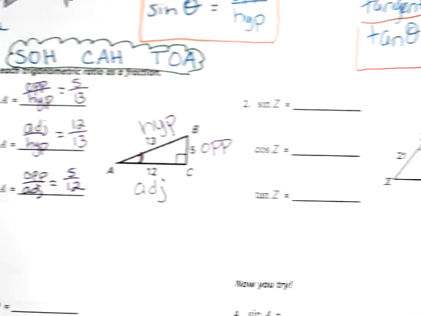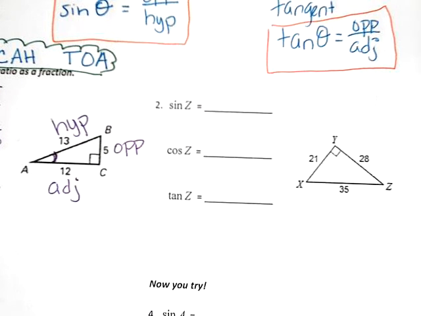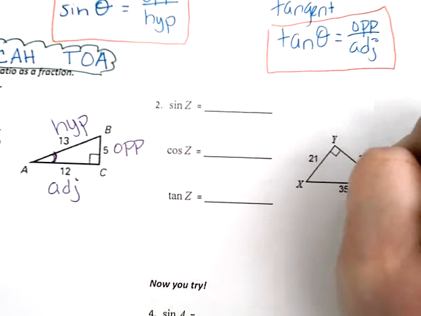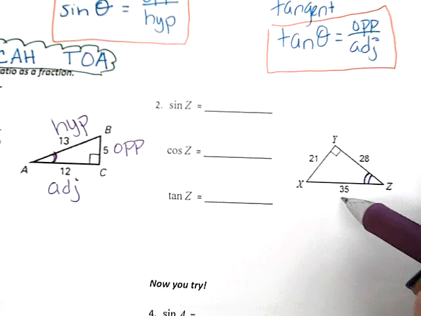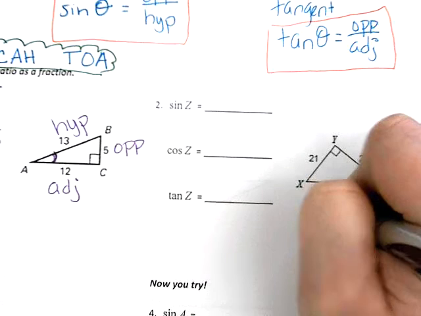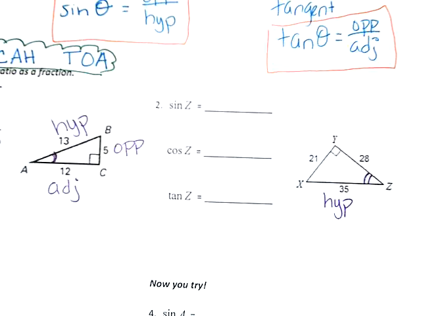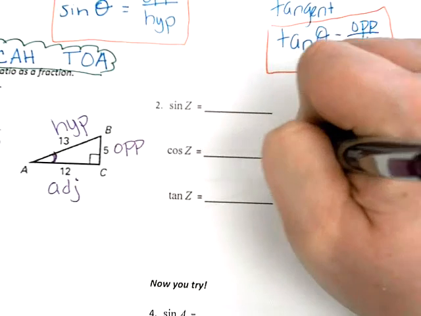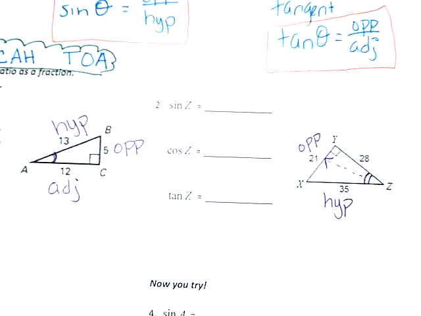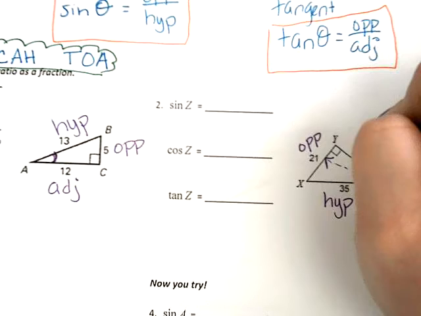So let's take a look at number 2. Sine of z. Well, z is right here. Before I do anything, I want to figure out where's my opposite, where's my hypotenuse, where's my adjacent. If it helps, start with the hypotenuse. Here's my right angle, go across from it. That's my hypotenuse. Then here's my angle z. The side across from that, if it helps, draw yourself an arrow going across. That's your opposite side. And the leftover side is your adjacent.